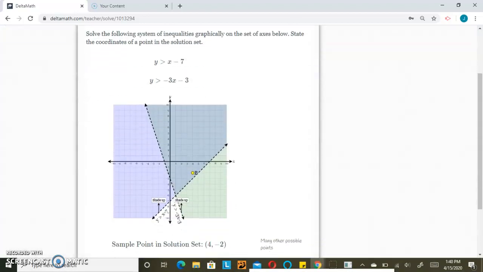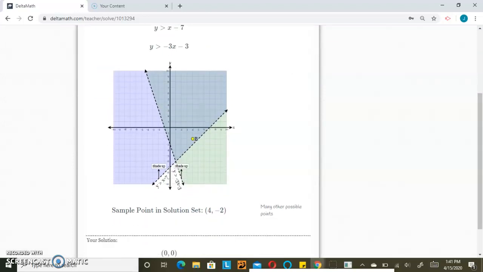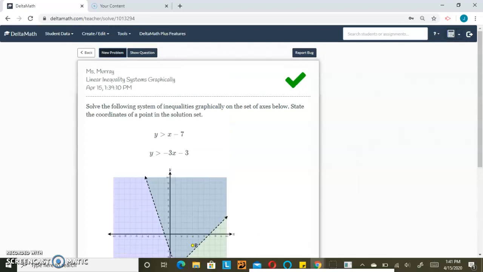And if you notice in the example, it gives you a sample point. Their point was also in the shaded region, but there's many, many possible solutions. Okay. All right, let's try another one.